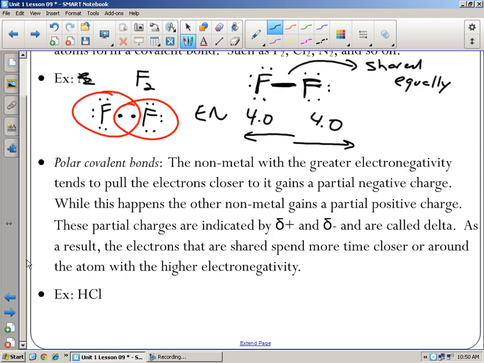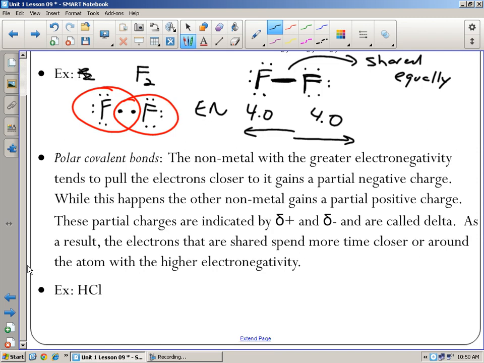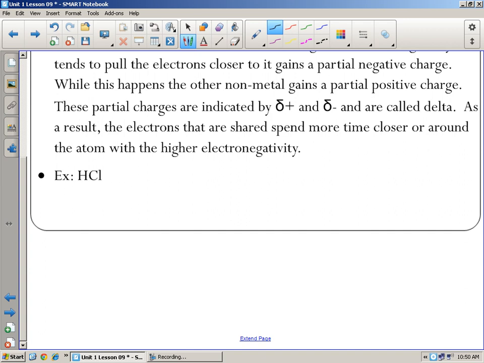Okay? Polar covalent bonds. When we talk about polar covalent bonds, we talked about all this stuff here. It says there's one atom that has a higher electronegativity. It pulls electrons closer to it, etc., etc. We'll get to all that, I think. But let's take a look at what HCl looks like. HCl, of course, starts out like this.